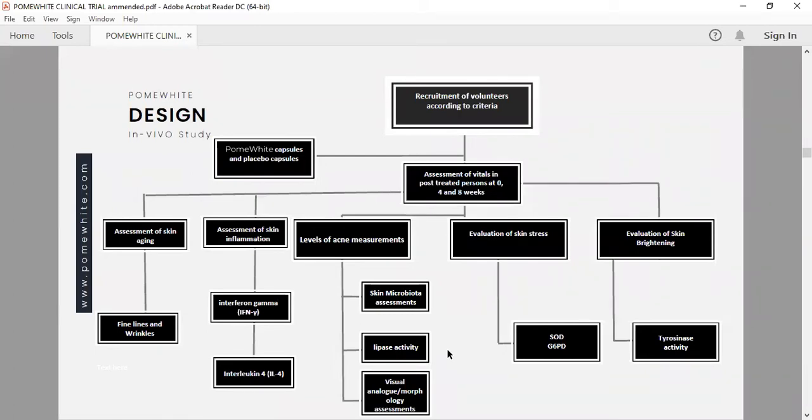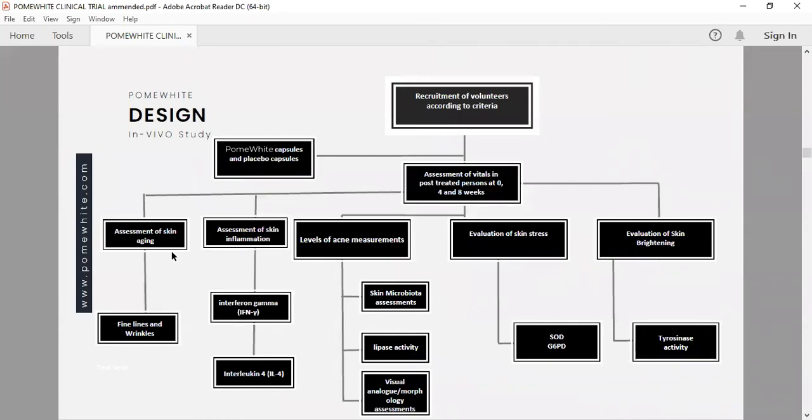Along with these main measurements, we evaluated other properties. Number one is the assessment of skin aging. This is done by measuring fine lines and wrinkles. This assay was done by an expert dermatological panel. They converted the fine line and wrinkle quantity into a numerical scale of 0 to 8, and we then calculated from the numerical value.